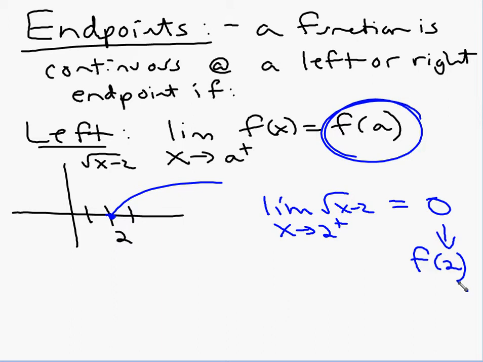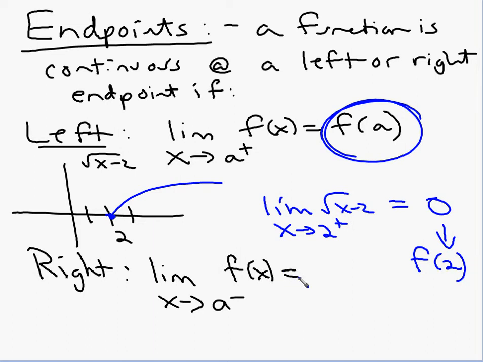The right endpoint is exactly the same definition, just going the other way. It would be the limit as x approaches a from the left of the function equals f of a. That's like if you had a square root function that was turned around the other way, if you had one like this. That one would be continuous over at that right endpoint. Very important. How about interior points?